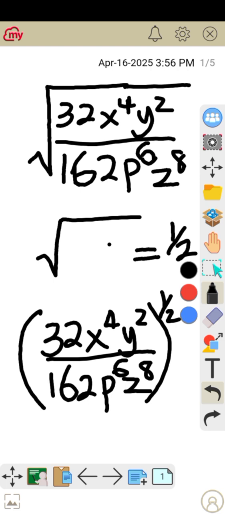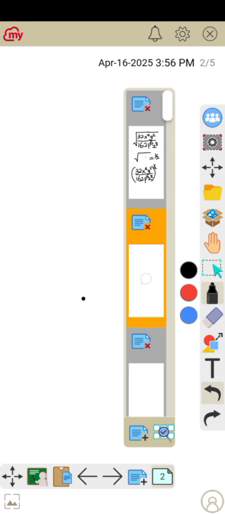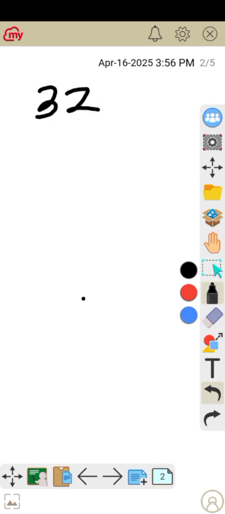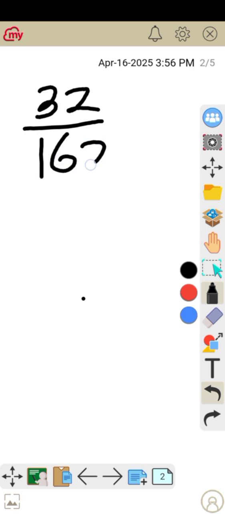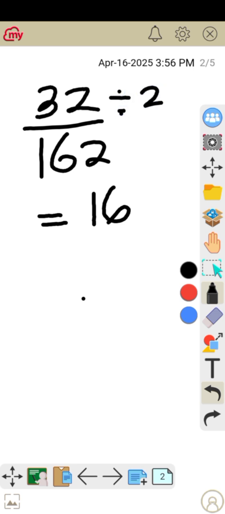32 and 162. Here we have 32. Here we have 162. So let's break it down. Let's see. 2 can go into 32 to give us 16. I'm dividing here by 2. I'm dividing here by 2.